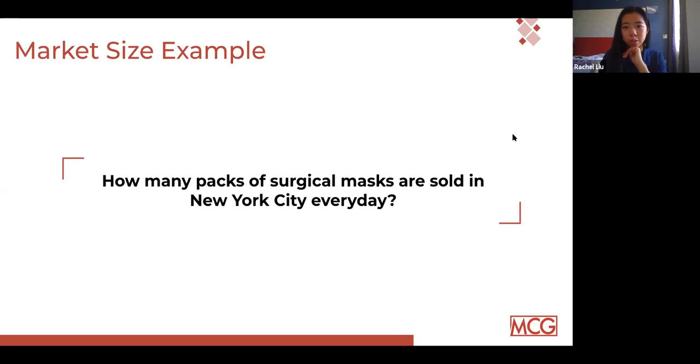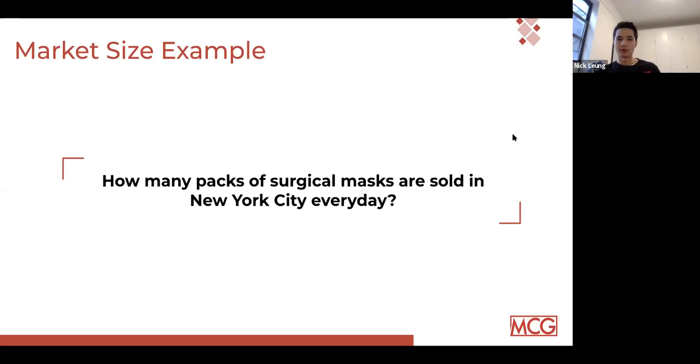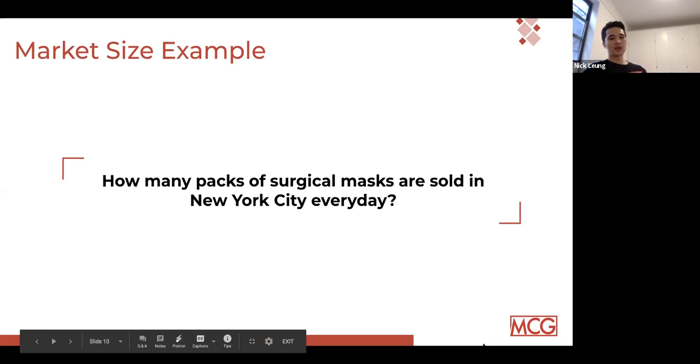Maybe the population of New York City? Yeah, perfect. The population of New York City. We don't have to give numbers for this, just to make it easier and so everyone interacts a little bit more. So cool, we start with the population of New York City. Now, how would we segment that down further?